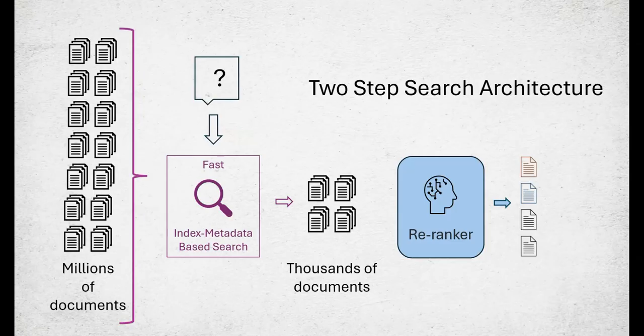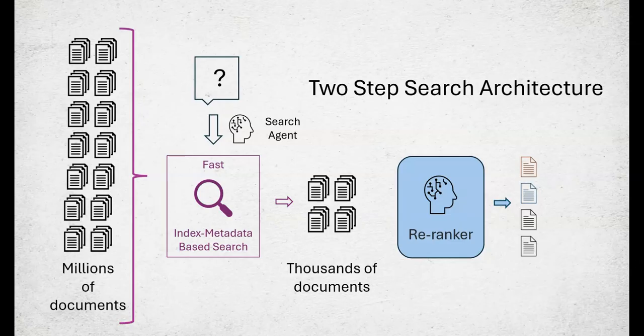RAG is often implemented in a two-step architecture. You start with your corpus and you have millions or billions of documents. You search using some fast index-based search, and that reduces the search down to hundreds or thousands of documents that are more relevant. Then in the second step, you use a more expensive re-ranker to move the best, most relevant results to the top of the list so that they can be used in the query.